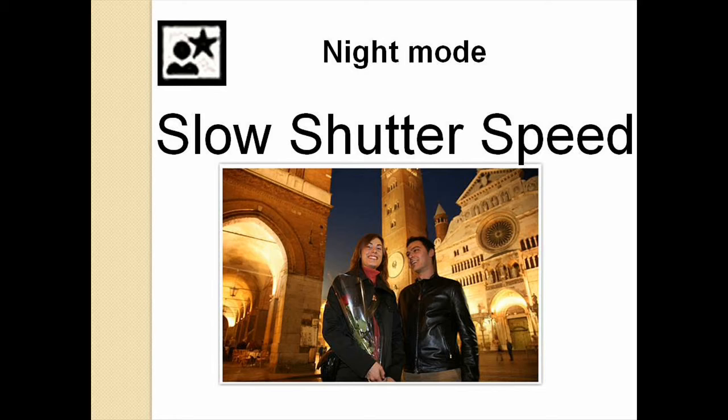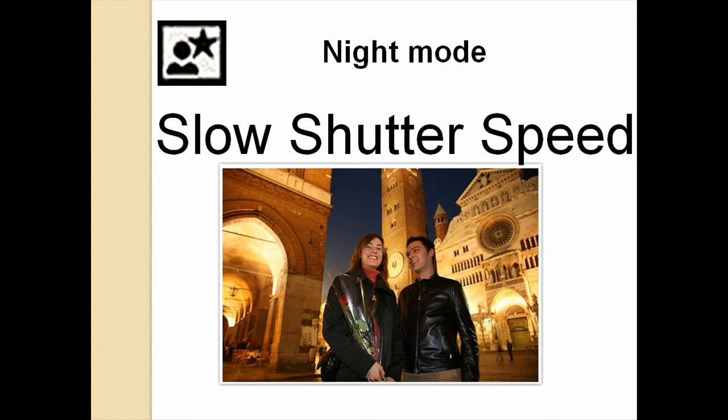Do all cameras give you the flash? In night portrait mode, all cameras that have night portrait mode, which is designated by the person with the moon or the person with stars in the background.